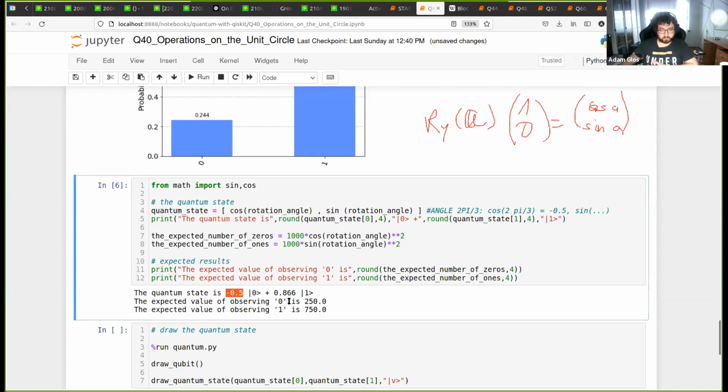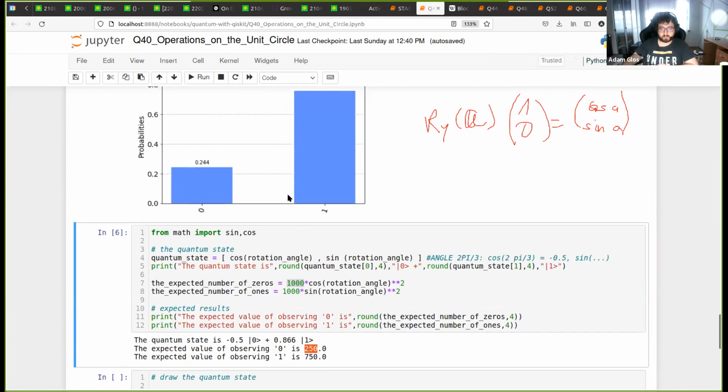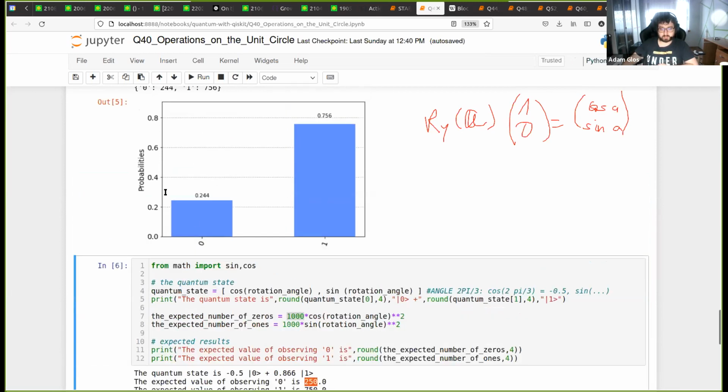Then the expected value of observing 0 is just the square of it, which is 1 over 4 times 1000 qubits, because we are measuring qubits many times. We are measuring many qubits in such a state. So this is what in reality we should observe. And as you see, it matches the experiment. The fraction of zeros is around 0.25, and the fraction of ones is around 0.75.